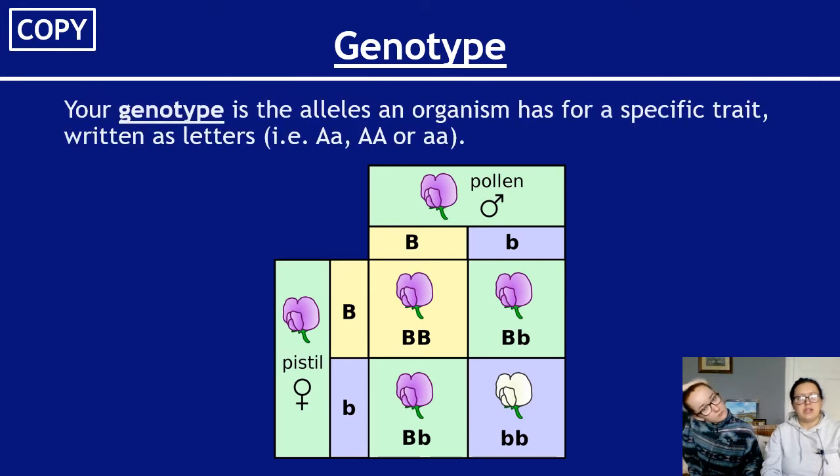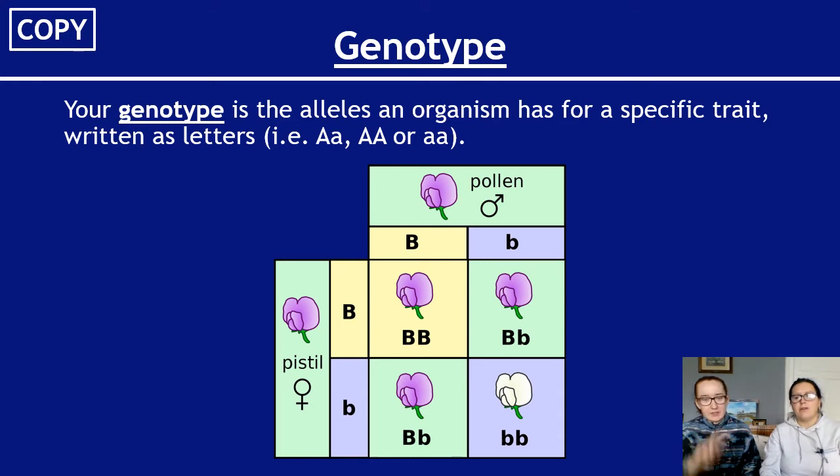Okay, genotype is the next definition. Your genotype is the combination of alleles an organism has for a specific trait. Now, it's written as letters. So if any question in an exam ever says, what is the genotype? You should be looking to write big A, little a, or big G, little g. It's a combination of letters that you are going to write for genotype.